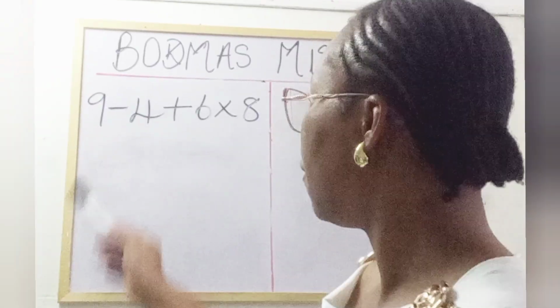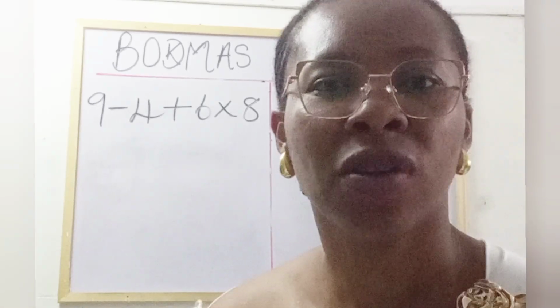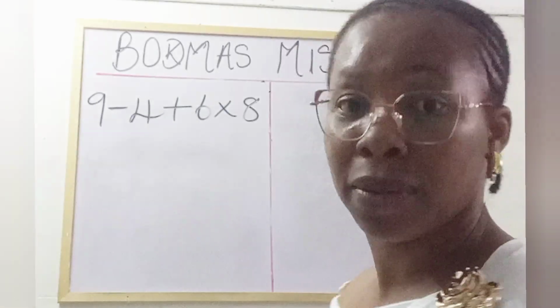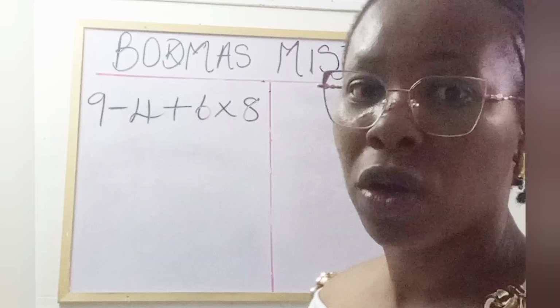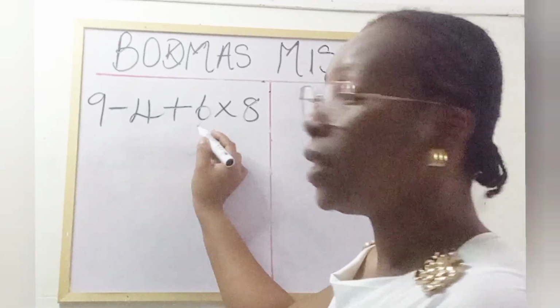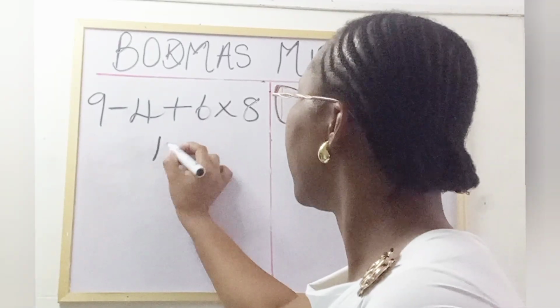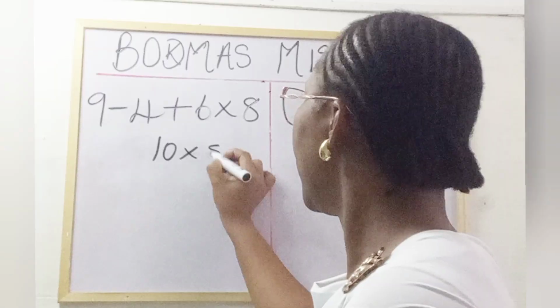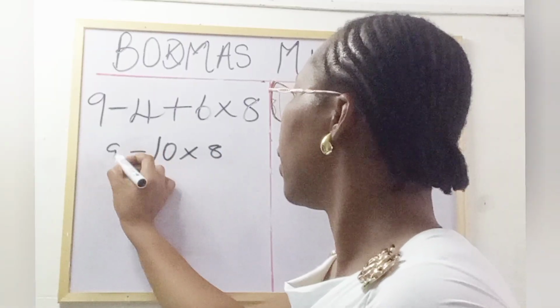95% of students fail this. Why? Because they rush it. This is very simple, right? Okay, let me walk you through. 4 plus 6 will give you what? 10. Multiply by 8 minus 9.